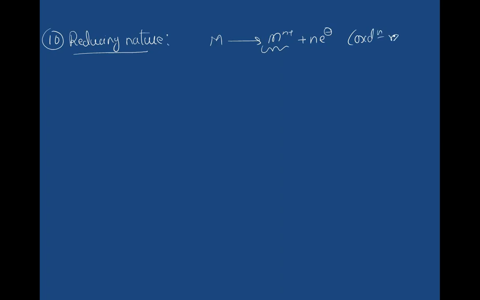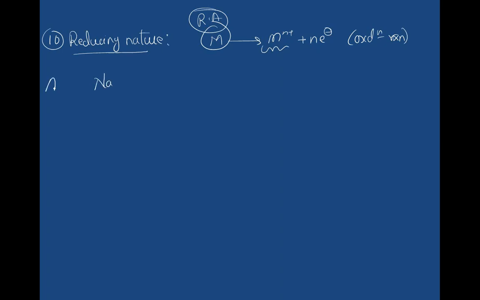Next, coming to the reducing property. Due to low ionization energy, all the first and second group elements easily undergo ionization to form electropositive ions, and this reaction is called an oxidation reaction. The element which is involved in the oxidation is called a reducing agent. As we move down the group, atomic radius increases, therefore reducing character also increases.